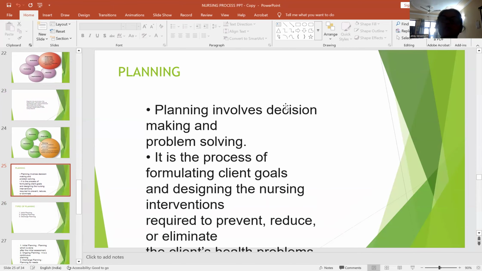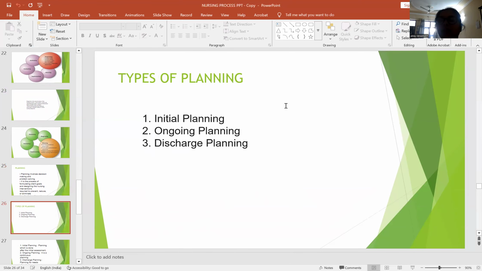Next step, we use the ADPIE. Second one, we use the D for diagnosis. The next one is the P. P for plan. In planning, what we do involves decision making and problem solving. It is the process in which the nurse decides what nursing interventions are required to prevent, reduce, or eliminate the health problem.